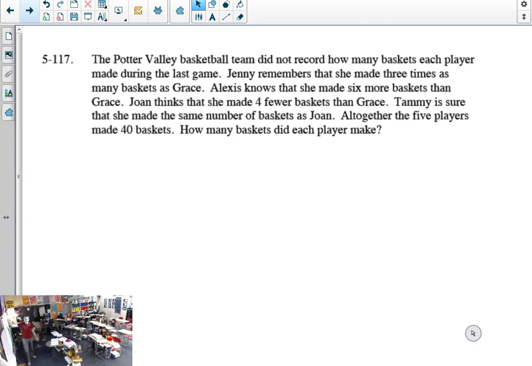The reason I put this on your resource paper, and I would highly suggest either colored pencils or highlighters, is so you can break apart the information and pull it out and re-represent it. So take a few minutes with your partner. Find that important information, figure out how we're going to represent it.